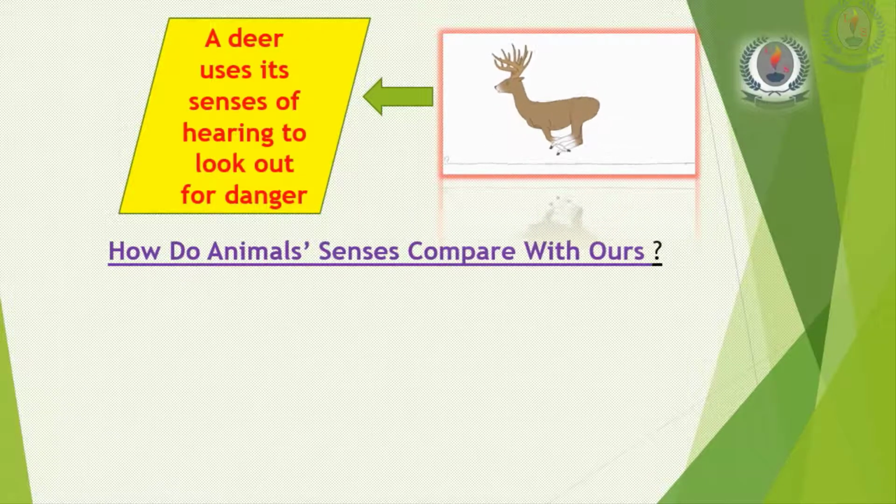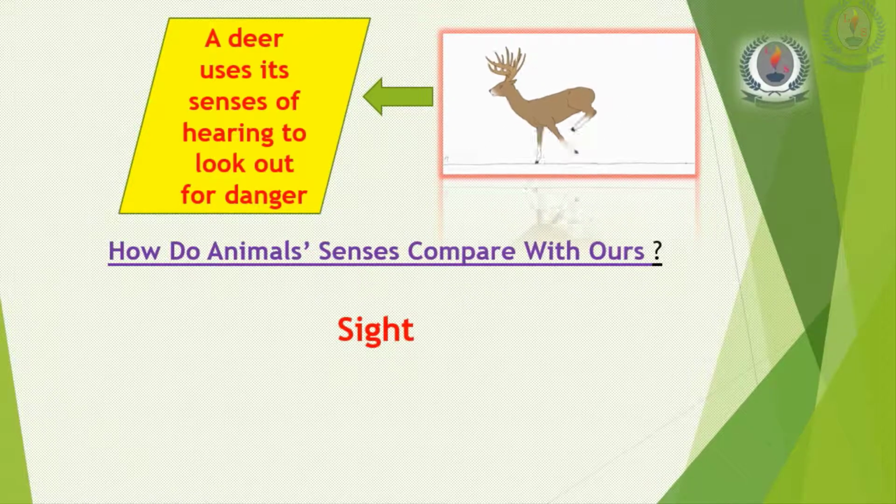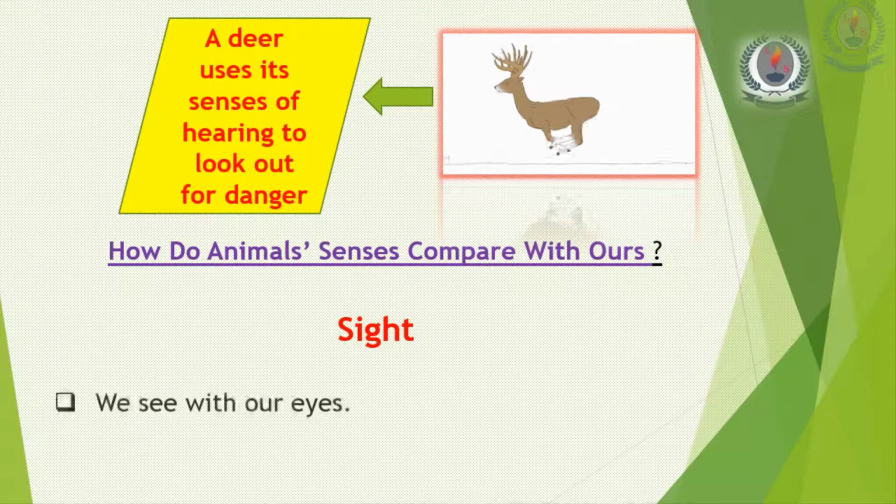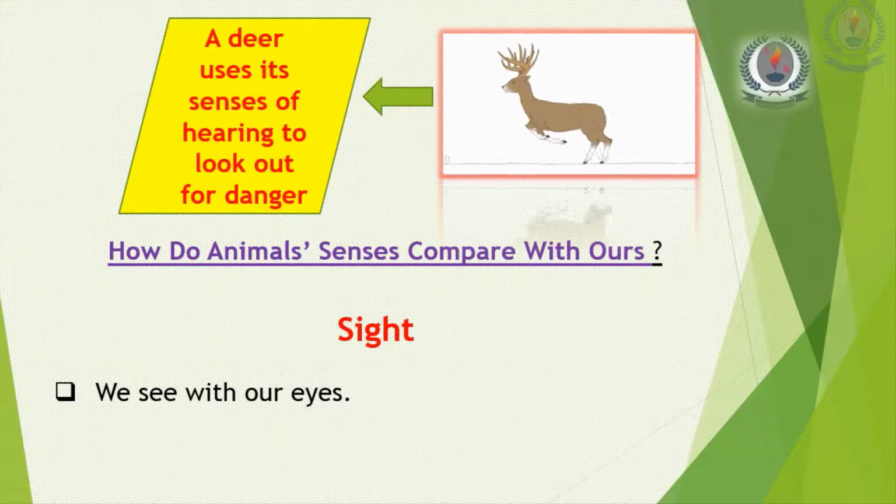How do animals' senses compare with ours? Tell me, children, how do animals' senses compare with ours? Okay, let's see. Sight. We see with our eyes. Animals also see with their eyes.